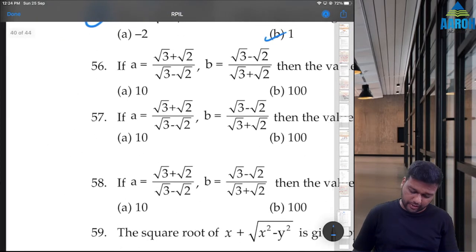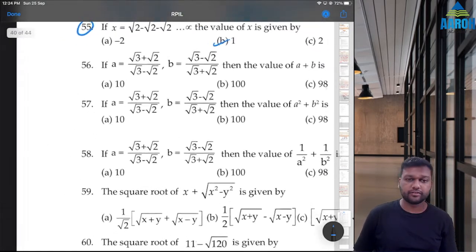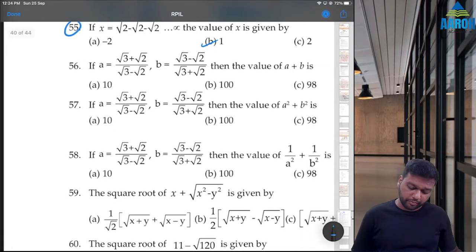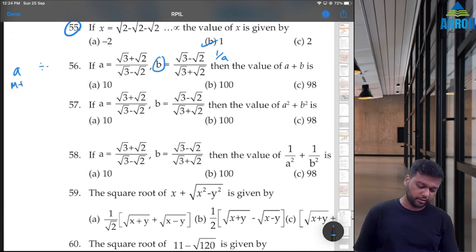You can use the calculator for this question 56, because if you observe, B is nothing but 1 by A. Concentrate. B is the reciprocal of A, right? This is here and this is here, so this is a reciprocal. So you just have to find A, that's it, M plus, and then reciprocal and M plus. So you will get A plus B.